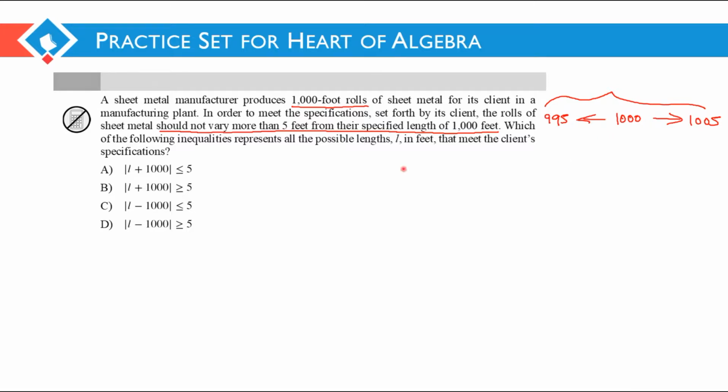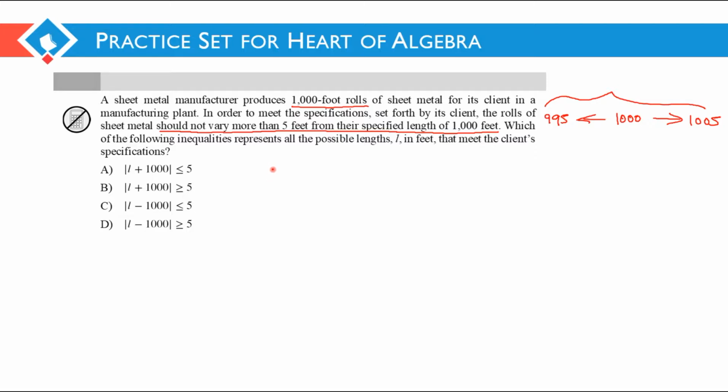And it might be straightforward here to just solve each of these absolute value inequalities and see which one gives us an answer where the length L is greater than or equal to 995, but less than or equal to 1,005. So you could do that. That is a perfectly valid way of doing it, and we'll actually do that with the correct answer.